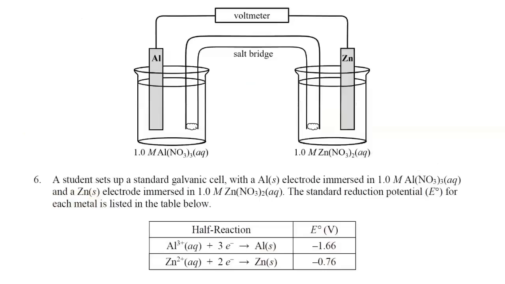All right, so this is question 6 in your packet. Question 6 says the following. A student sets up a standard galvanic cell with a solid aluminum electrode immersed in a 1 molar solution of aqueous aluminum nitrate and a solid zinc electrode immersed in a 1 molar solution of aqueous zinc nitrate. The standard reduction potential for each metal is listed in the table below.